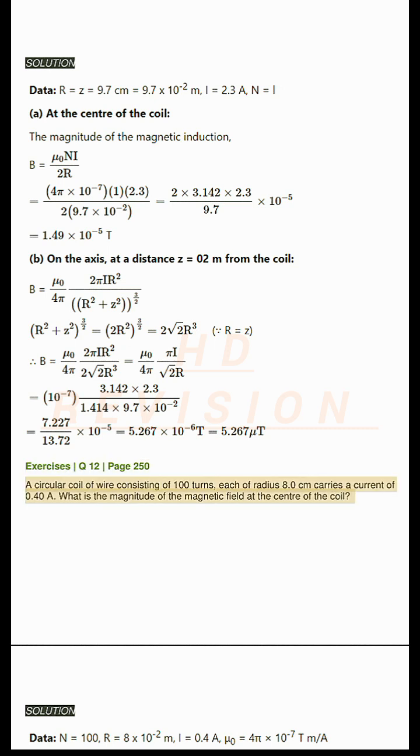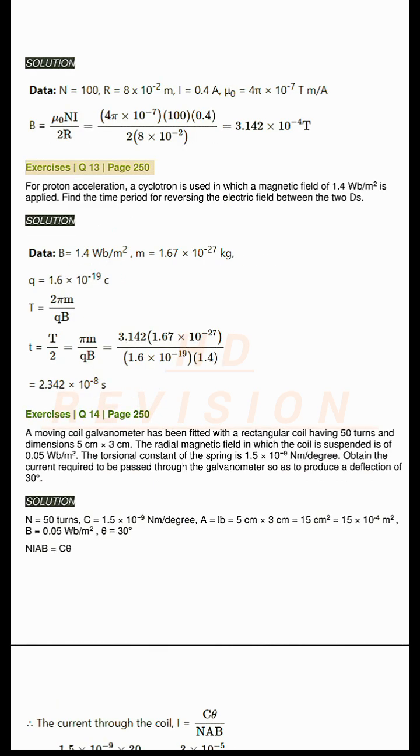A circular coil of wire consisting of 100 turns, each of radius 8.0 centimeters, carries a current of 0.40 A. What is the magnitude of the magnetic field at the center of the coil? Solution. Exercises Q13, page 250.